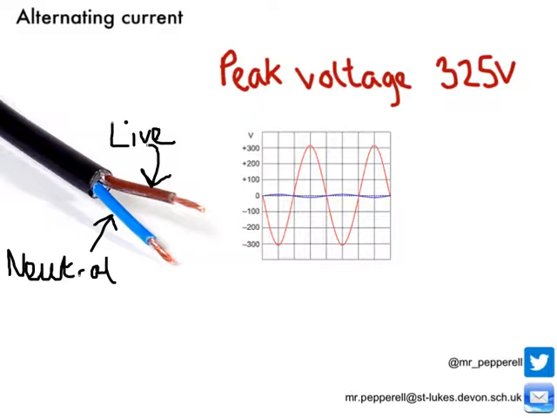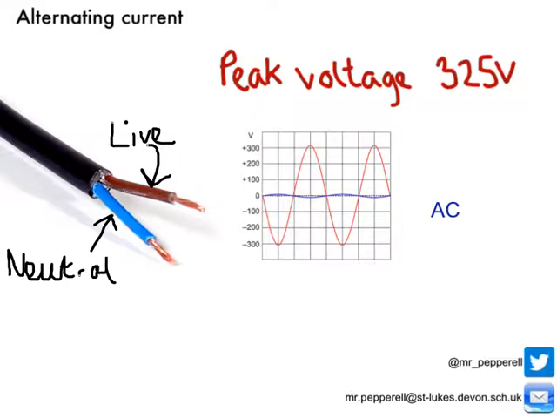So because this potential difference is constantly changing from plus 325 down to minus 325 and back again, the current first flows one way and then back the other way, and what we actually get is our alternating current being produced. Okay, so we get an alternating current because of the alternating potential difference.